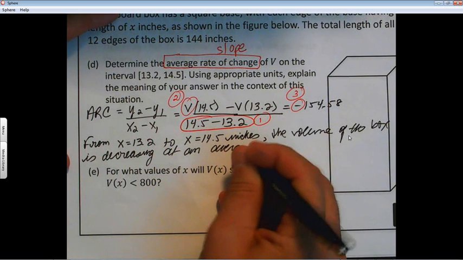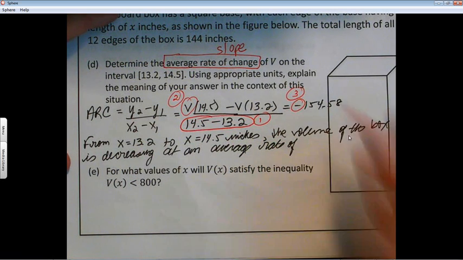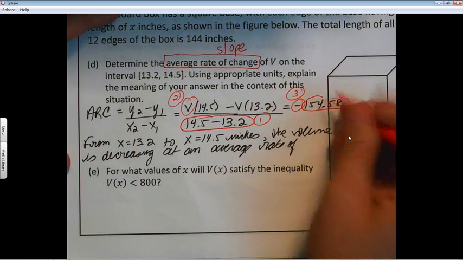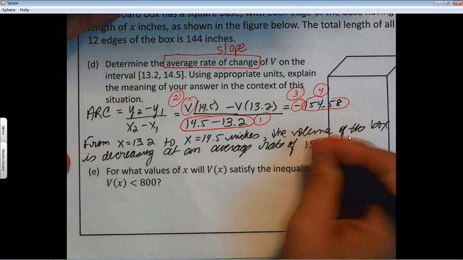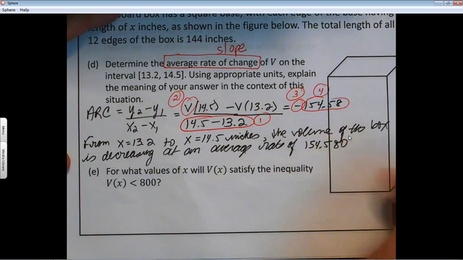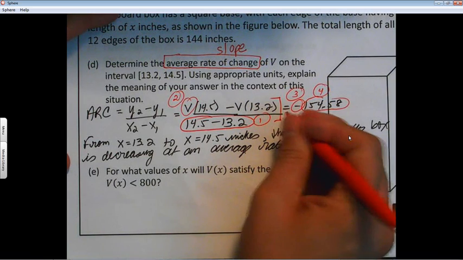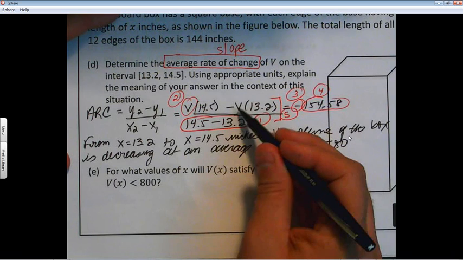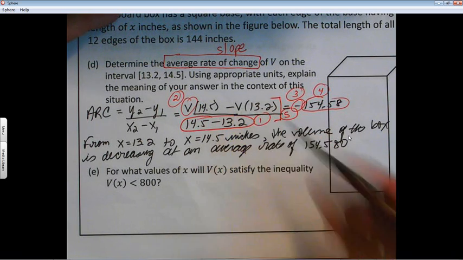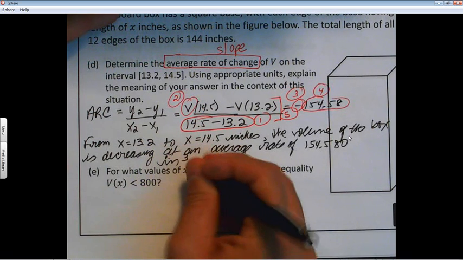Third thing we mention is, what is that volume doing? Well, the sign tells us what it's doing. The volume of the box is decreasing. Now we're always going to write this: at an average rate of, fourth thing, is the actual numerical value. Average rate of 154.580. Last, we look at the units.